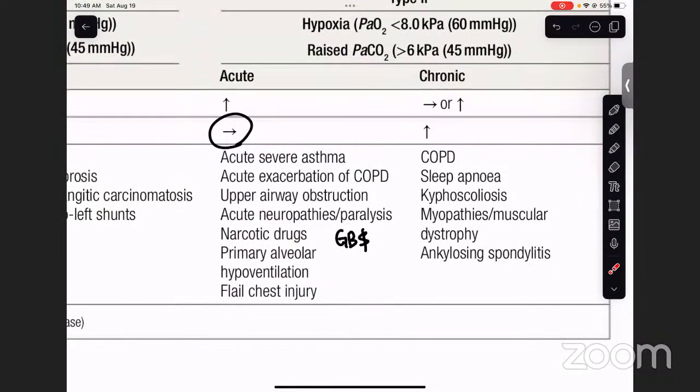Here you can see not only pulmonary causes, but also the effort of respiration is important in the control of type 2 respiratory failure, like kyphoscoliosis, myopathy, muscular dystrophy, narcotic drugs that will reduce ventilation, and also chest injury. There will be an effect on carbon dioxide exhalation. So these are some examples associated with type 2 respiratory failure.